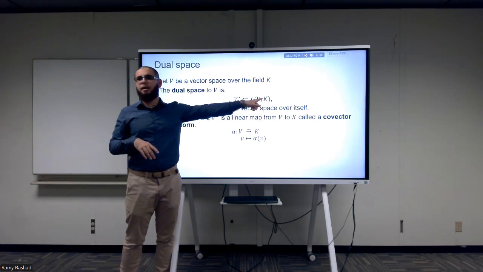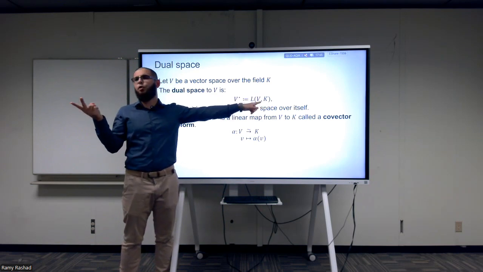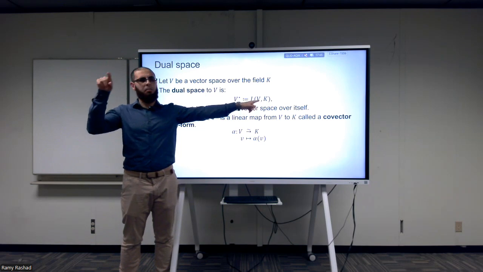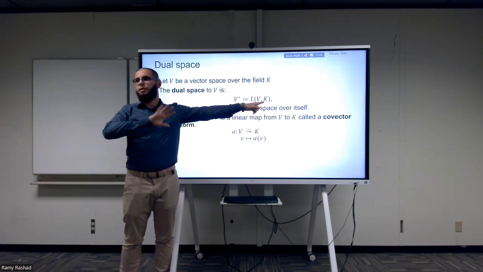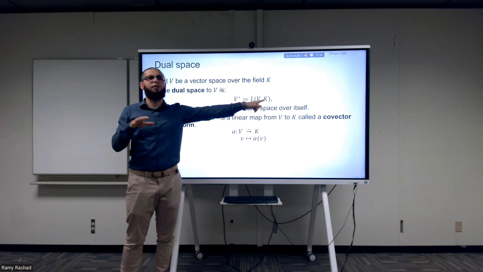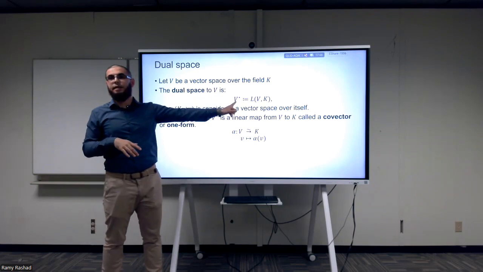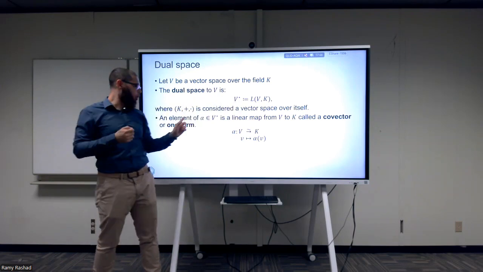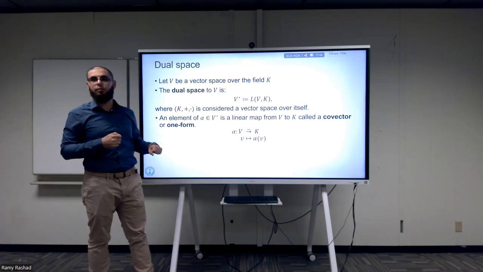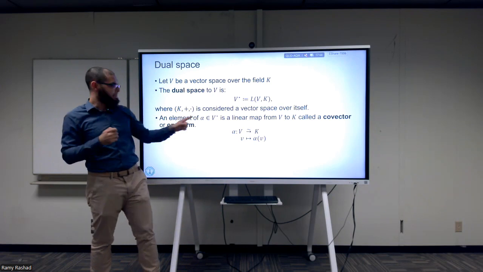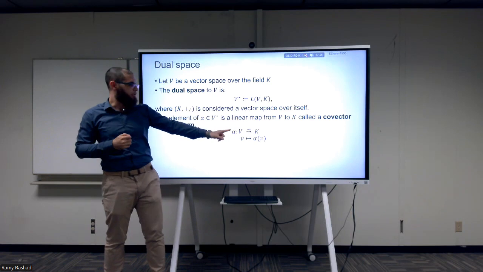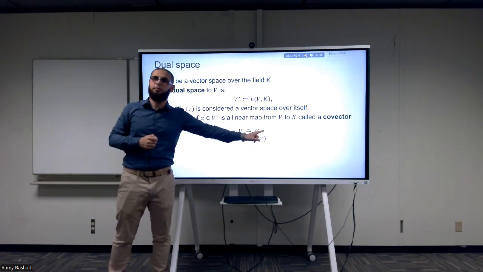What we're going to be thinking about: again, we took two important examples of fields, either the real numbers or the complex numbers. Nothing here will be complex in this course, so whenever we say K in this case, we just mean the real numbers. An element of this space, what we call a covector, or a one-form, what is it? It's a linear map that goes from V to K.